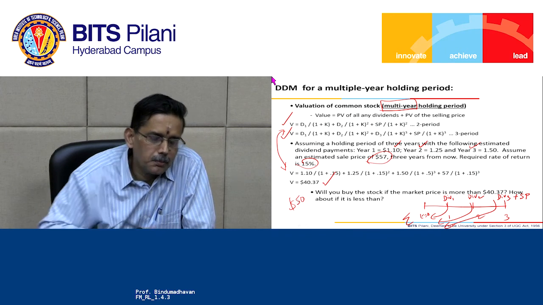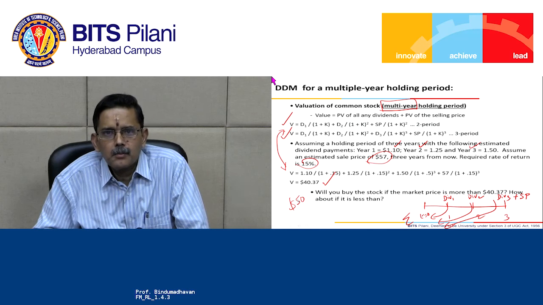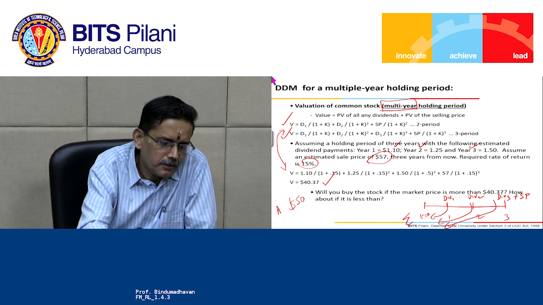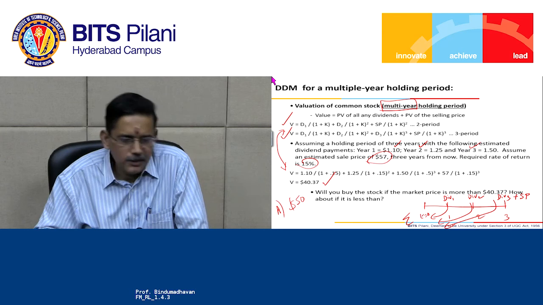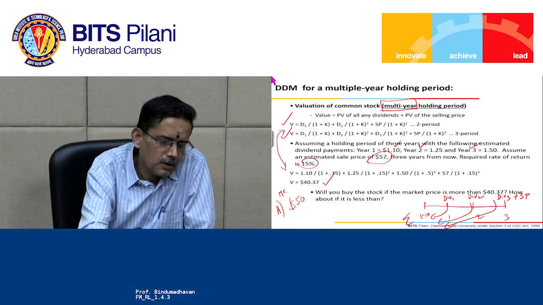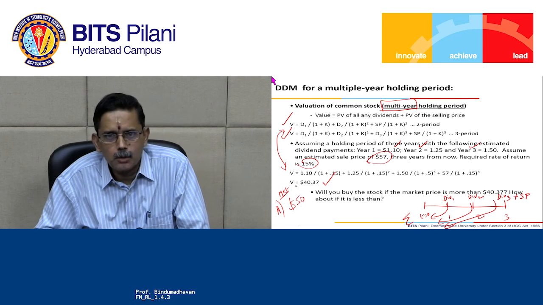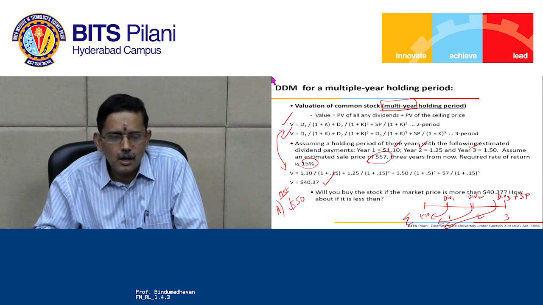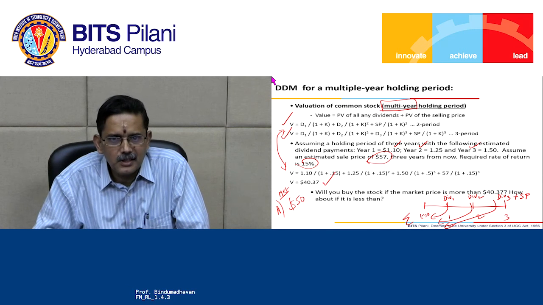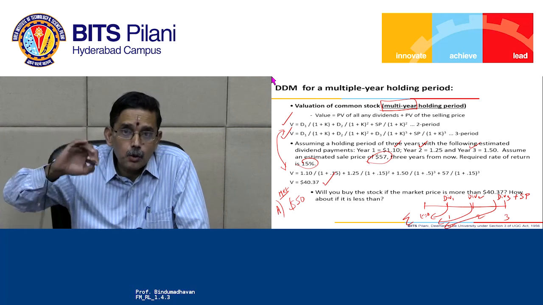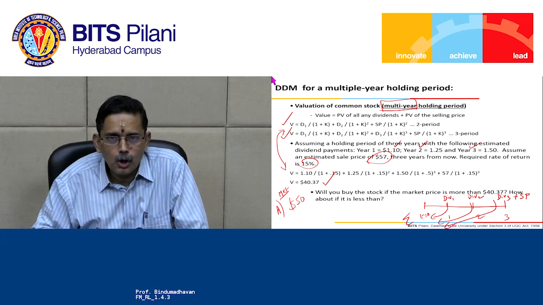Suppose the market price of this stock is $50. Is it a good idea to buy? No, because the market is overvaluing it, right? So if the market price is $50, then it's not a good idea to buy the stock, because according to our model, the value is only 40.37. If the market is overvaluing it, then we should not buy it.